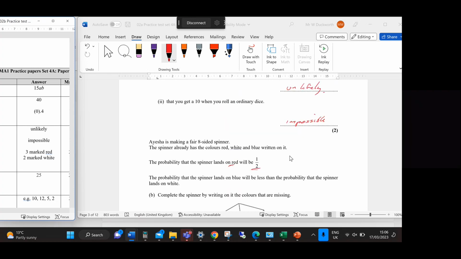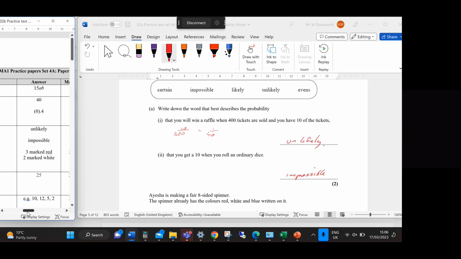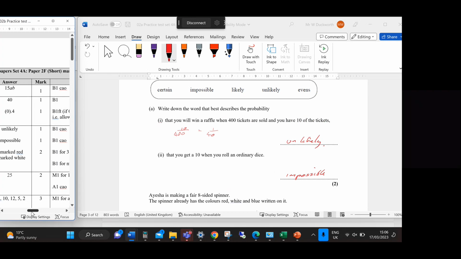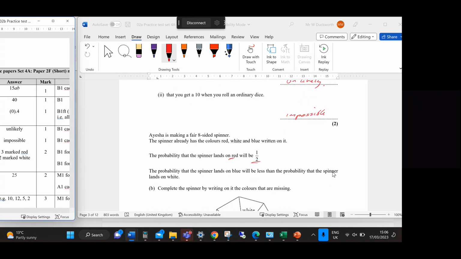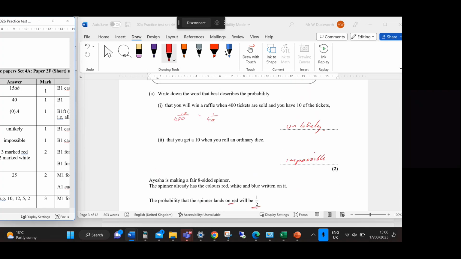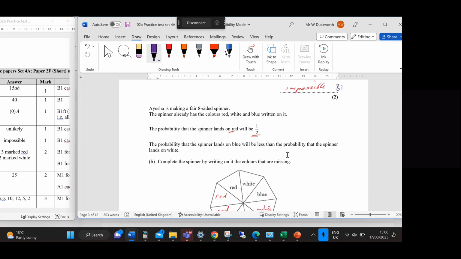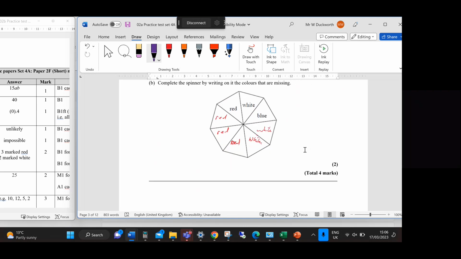Okay, so we are looking at, I really want to be able to see what type of marks they are. So unlikely, impossible, 3 marked red, 2 marked white. So they're all B marks. So B1, B1, B1, B1, B1. And then B1 for the reds, B1 for the whites.